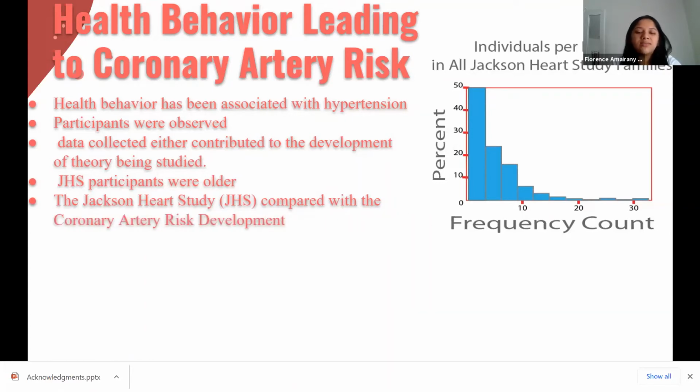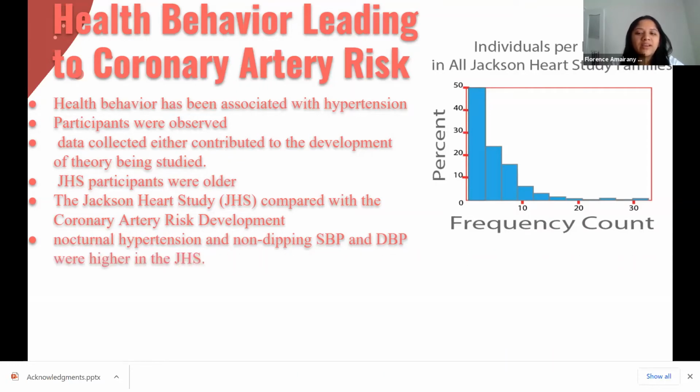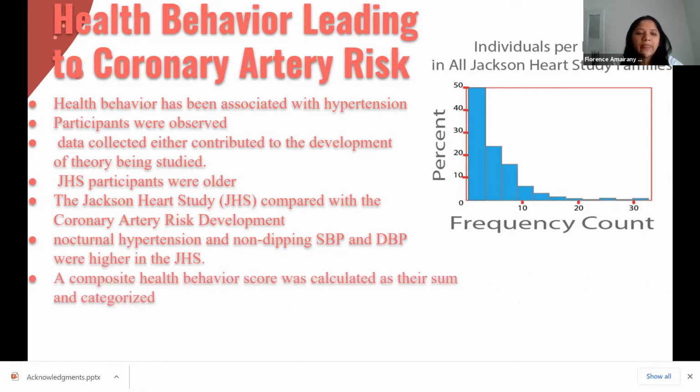The Jackson Heart Study participants had higher clinic and sleep systolic blood pressure than the Coronary Artery Risk in Young Adults study participants. The prevalence of nocturnal hypertension and non-dipping systolic blood pressure and diastolic blood pressure were higher in the Jackson Heart Study. A composite health behavior score was calculated as their sum and categorized as very good for a score between 6 to 8, 5 meaning good, 4 would be fair, and anything between 0 to 3 would be poor.